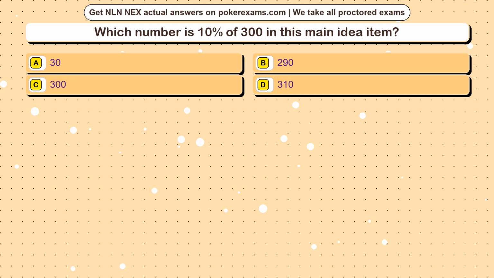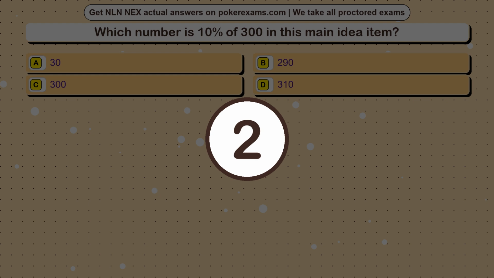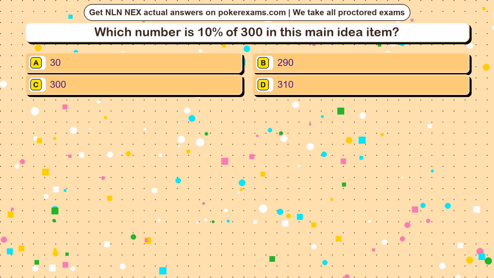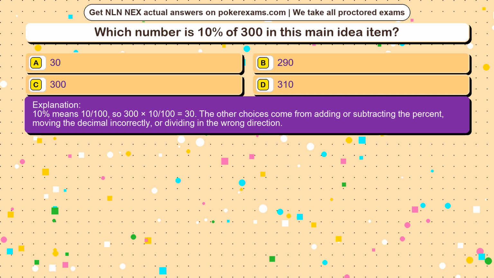Question 1. Which number is 10% of 300 in this main idea item? Option A, 30. Option B, 290. Option C, 300. Option D, 310. The correct answer is option A. 10% means 10/100, so 300 times 10/100 equals 30. The other choices come from adding or subtracting the percent, moving the decimal incorrectly, or dividing in the wrong direction.